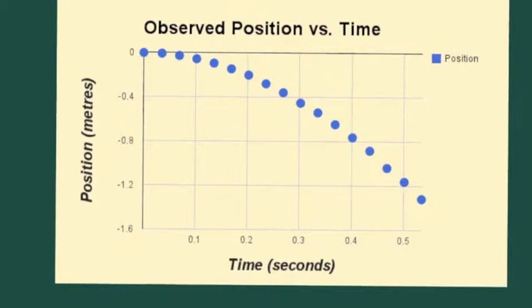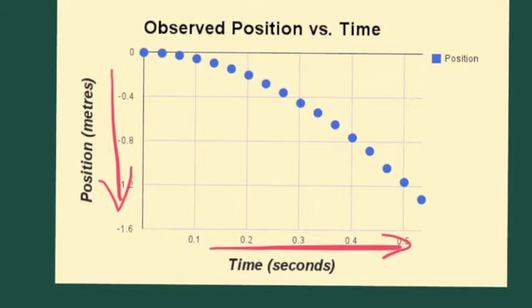Here are the data points taken from tracker, with observed position shown on the negative y-axis and time on the x-axis. We can see from the slope of the curve that as time progresses, the rate of change of position, which is velocity, increases. That means the sock is accelerating.